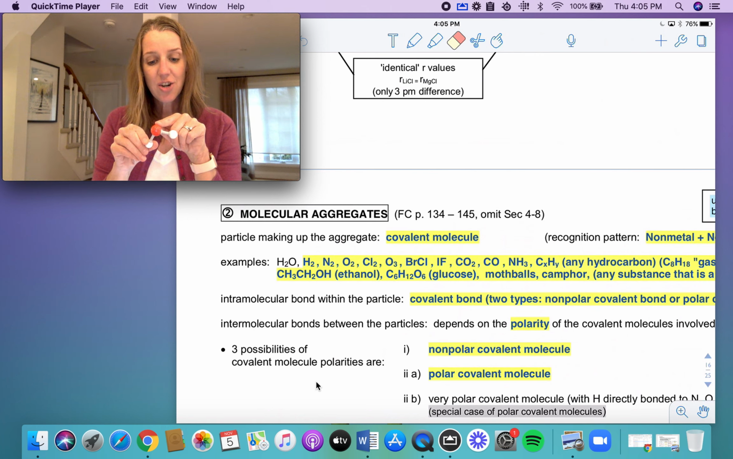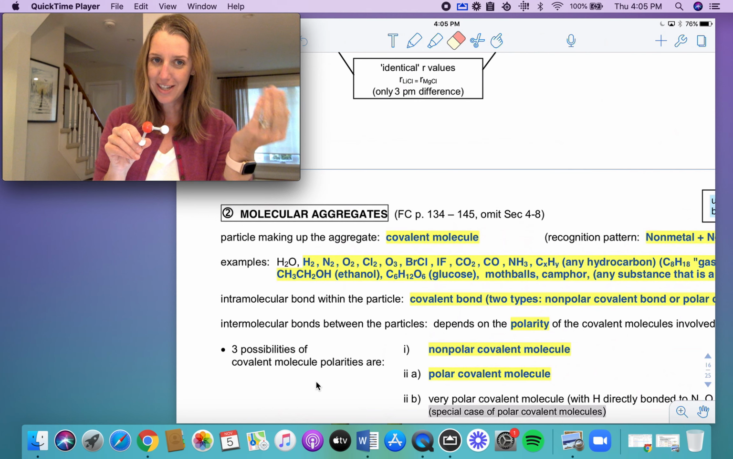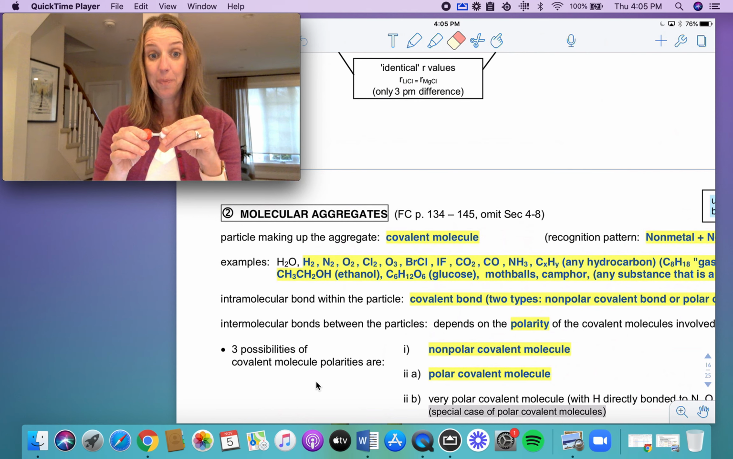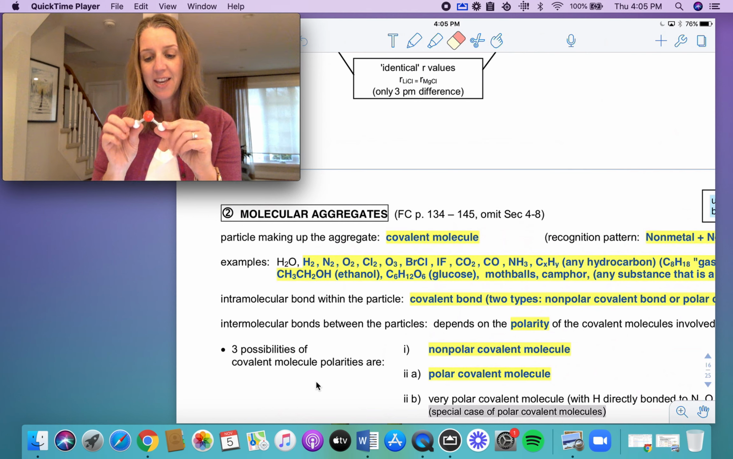The electrons that are shared between these two atoms are going to be closer to the oxygen than the hydrogen. How do I know that? Because I know my periodic table trends, but I also could look up those values if you had to, okay? That is a polar covalent intramolecular bond, okay?